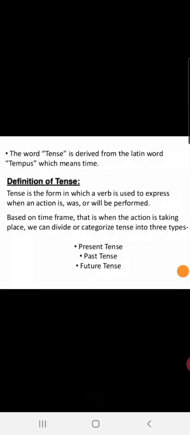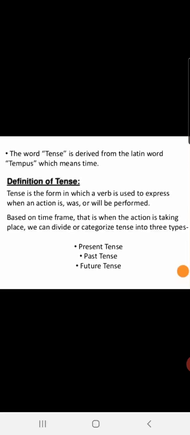Children, in tense, to know which tense a particular sentence belongs to, you need to know the verb of a sentence. Now, what is a verb? Children, verbs are any words which show some action, or verbs are also known as doing words. You remember? Sleeping, jumping, eating. These words are showing some action. Hence, these words are verbs. Alright? Okay. Now let us continue.